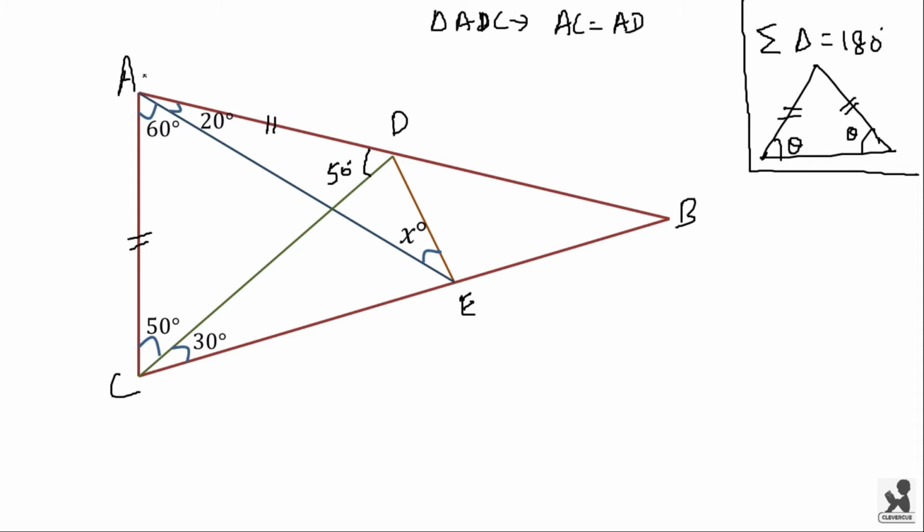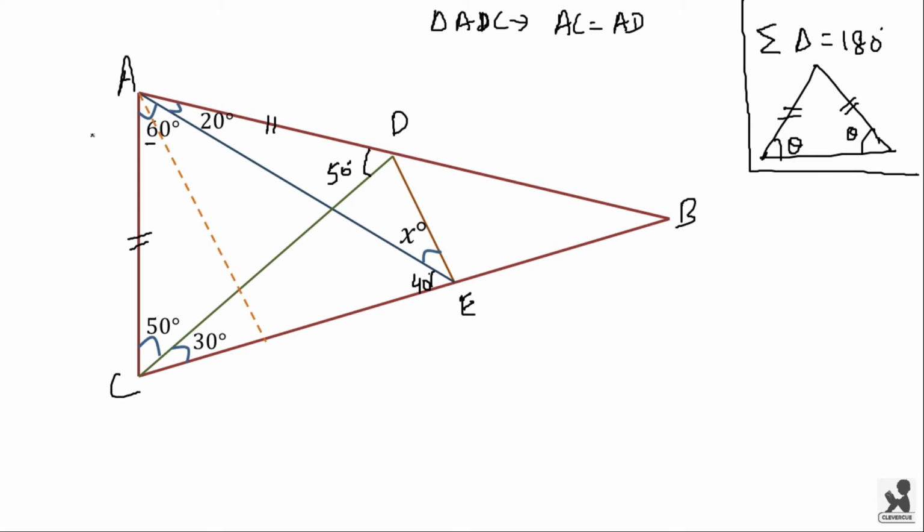Now consider triangle ACE. The value of angle AEC will be 180 minus (60 plus 50 plus 30), that is 180 minus 140. So we get angle E as 40 degrees. This is very much simple. Now let us move further.